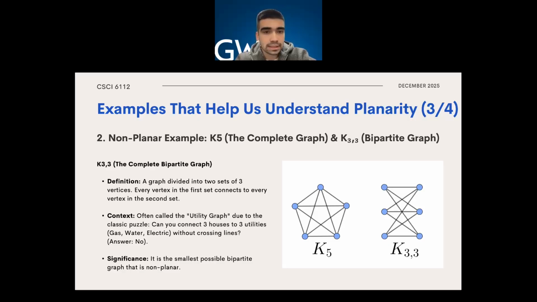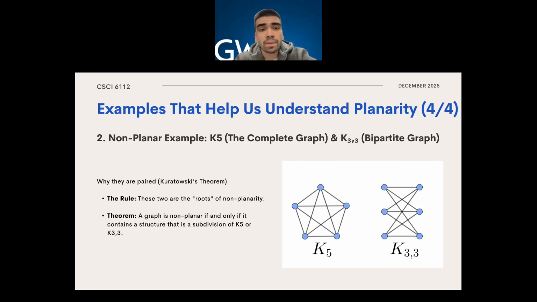Next is the K3,3. It's a bipartite graph, 2 sets of 3 vertices, fully connected between sets. So you might know this as a utility puzzle. Can you connect 3 houses to 3 utilities like gas, water, electricity without crossing lines? The answer is no. K3,3 is non-planar.